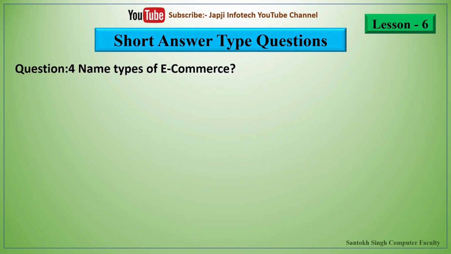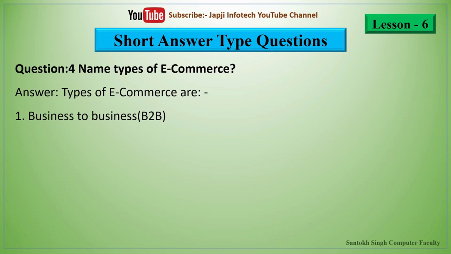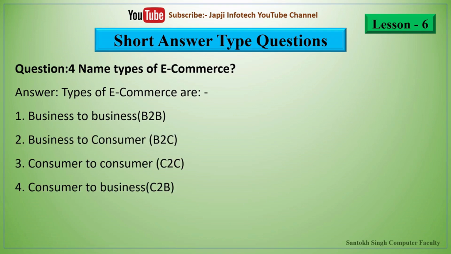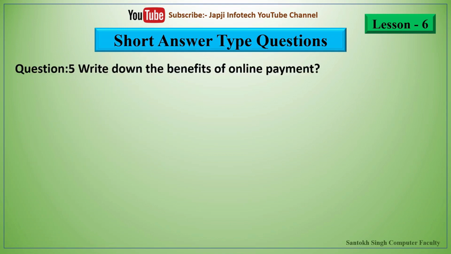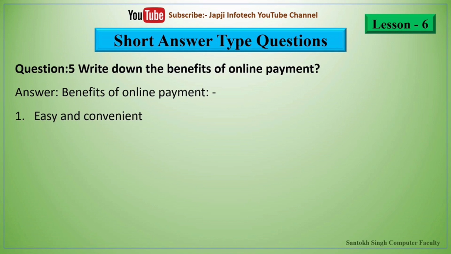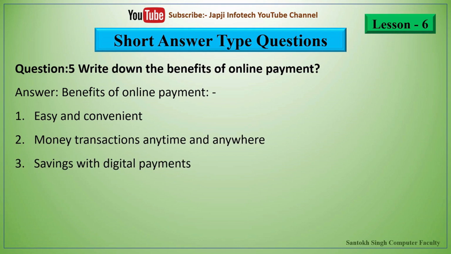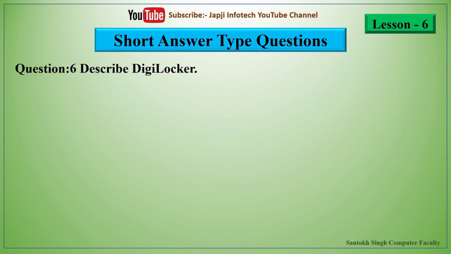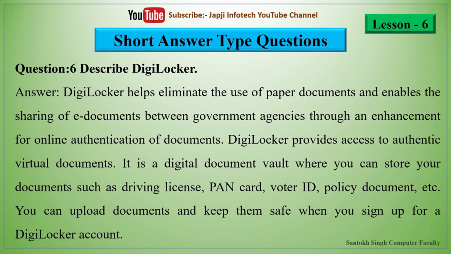And the fourth one is, name the types of e-commerce. The types of e-commerce are, the first one is business to business, business to consumer, consumer to consumer, and consumer to business. And the fifth one is, write down the benefits of online payment. The benefits of online payment are, the first one is easy and convenient, money transaction anytime and anywhere, saving with digital payments.